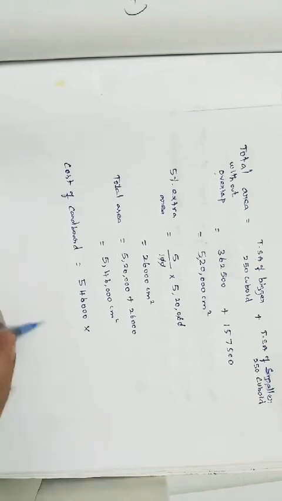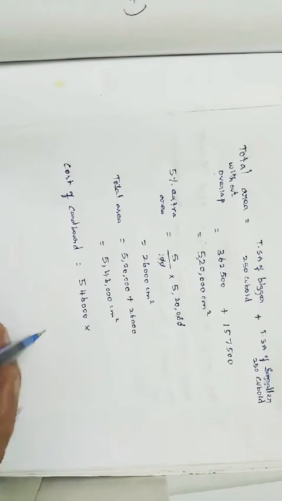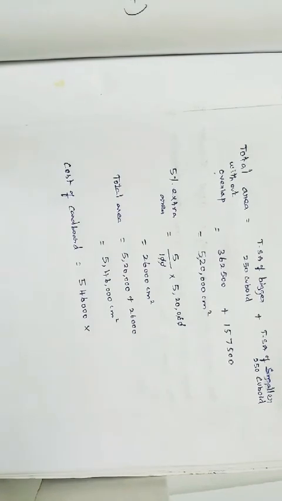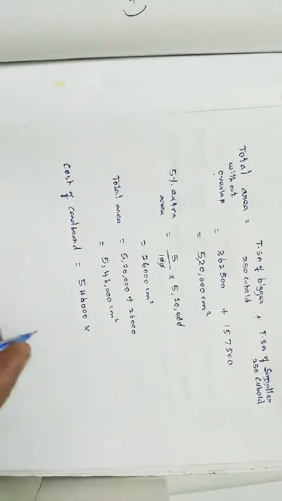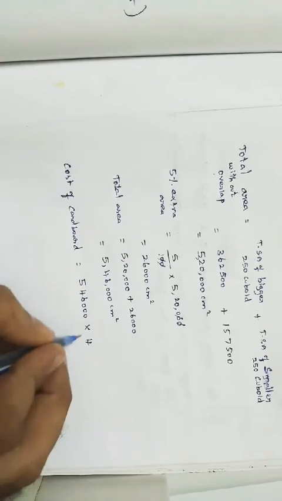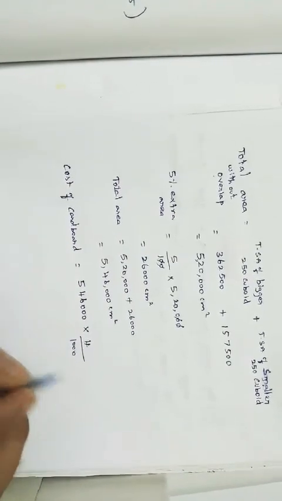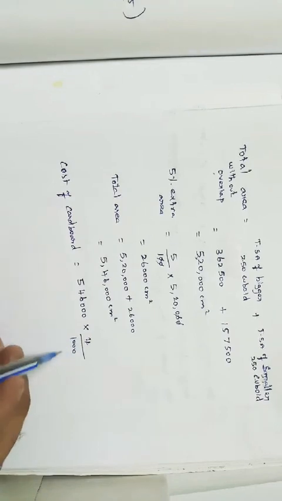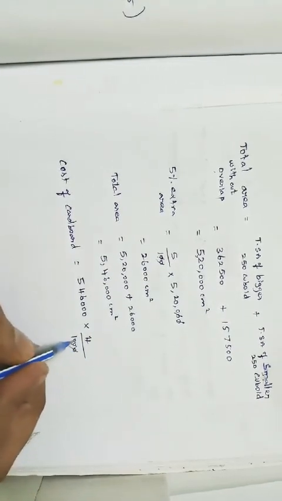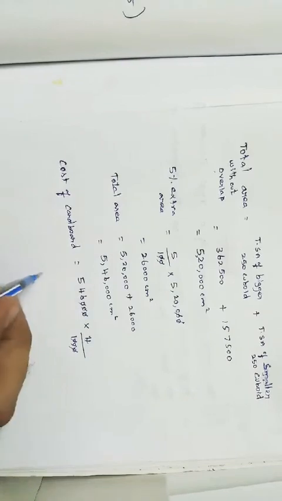In the question we are having, what is it? Cost is nothing but rupees 4 for 1000 centimeter square. For 1 centimeter square we can multiply by 4. For 1000 centimeter square the cost is rupees 4, so we multiply by 4 divided by 1000, right? 4 per 1000 centimeter square. So we can cancel the zeros and just multiply.